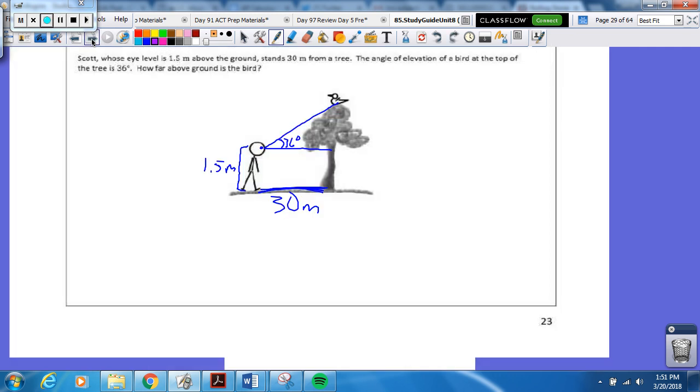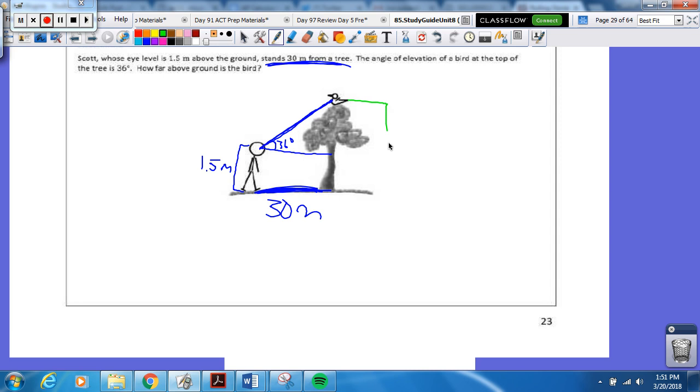Let's apply this. Let's erase this first. Scott, whose eye level is 1.5 meters above the ground. So here's Scott. There's his eye level, 1.5 meters tall. He stands 30 meters from the tree. The angle of elevation of a bird at the top of the tree is 36 degrees. How far above the ground is the bird?